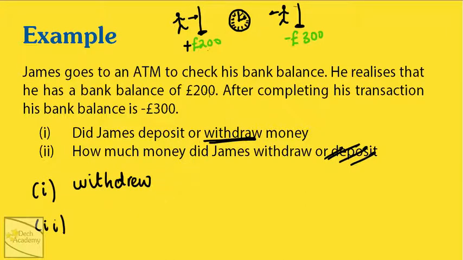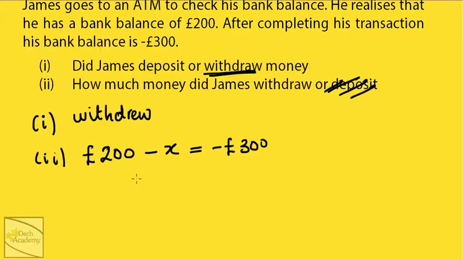First, you can easily say, well, what will I subtract from 200 to get minus 300? Because he's taking money out, you have to subtract something from 200. So I'm going to call that amount he withdrew X. When you take X out of 200, you're left with minus 300. I'm just going to drop the currency symbol for now. So 200 minus X is equal to minus 300.